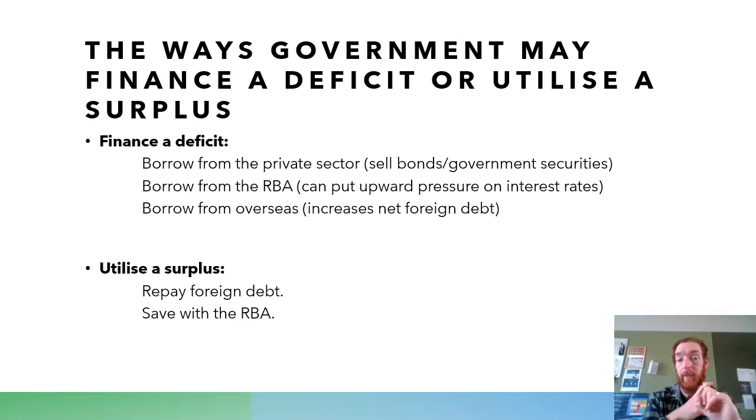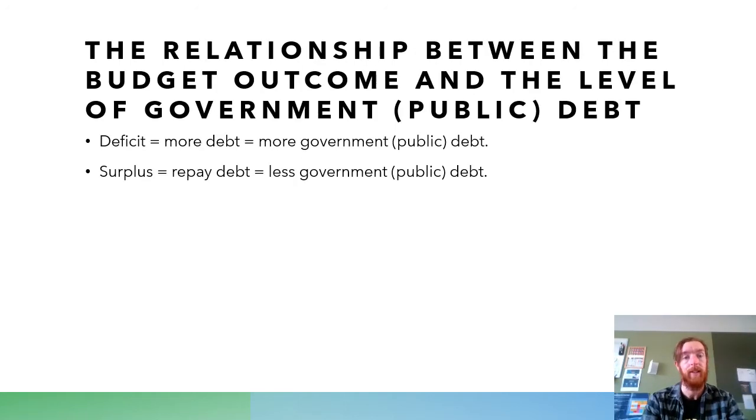With a surplus, the government can repay foreign debt to hopefully bring down that public debt and net foreign debt, or they can save with the RBA for future periods. They can also put money into those special future funds accounts, like was mentioned before, which can then earn interest and pay dividends in future budgets.